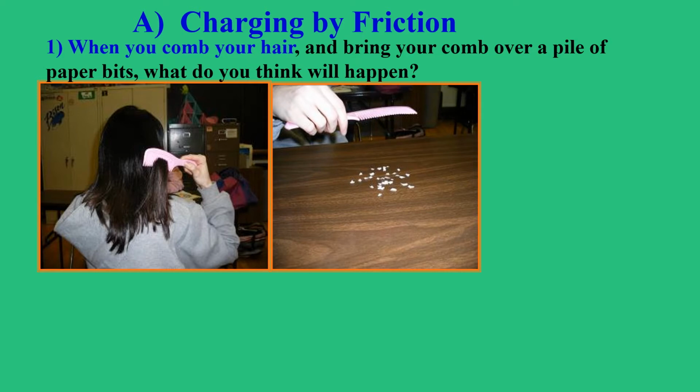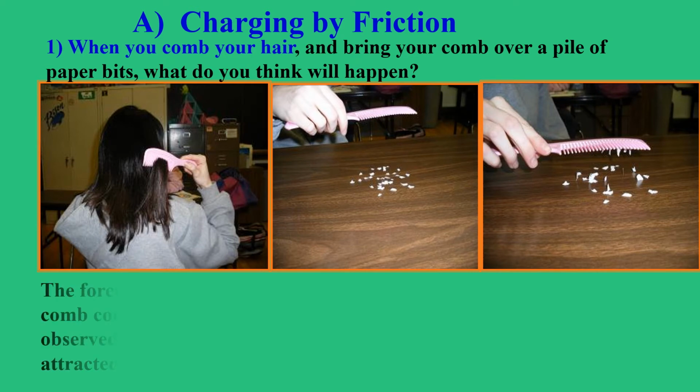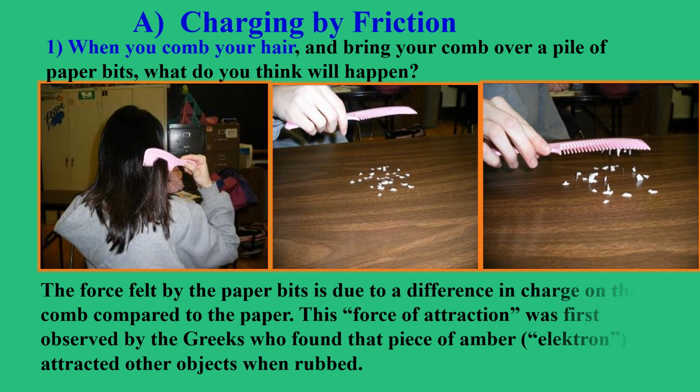Number 1, when you comb your hair and bring your comb over a pile of paper bits, what do you think will happen? Some of the paper bits will be attracted to the comb. The force felt by the paper bits is due to a difference in charge on the comb compared to the paper. This force of attraction was first observed by the Greeks, who found that a piece of amber, or electron, attracted other objects when rubbed.